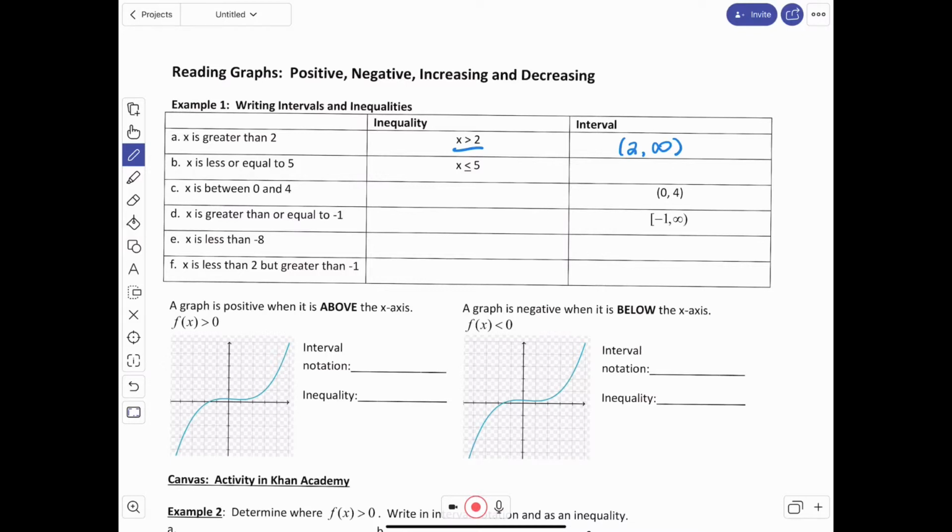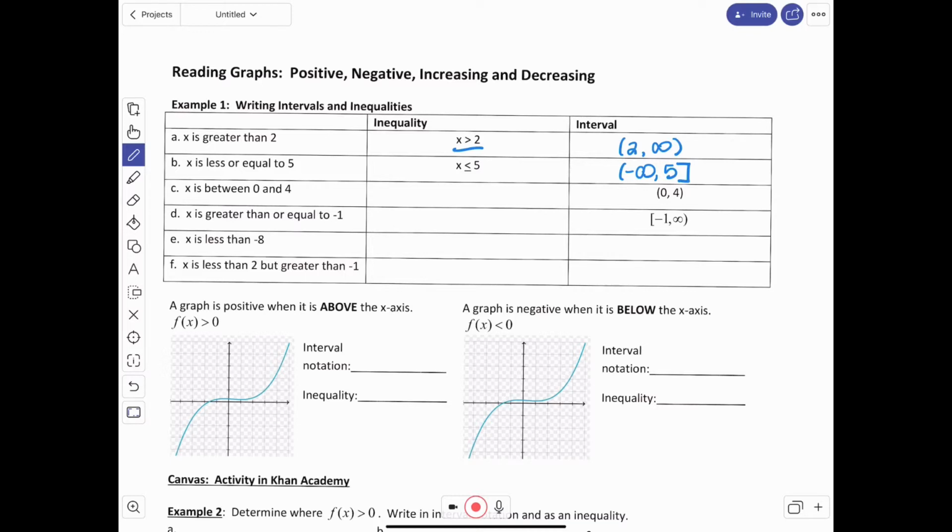So for B, x is less than or equal to 5. Okay, so you want to think, if it's less than or equal to 5, is negative infinity less than or equal to 5, or is positive infinity less than or equal to 5? So negative infinity is less than or equal to 5. Negative infinity is the smallest number you can get. Negative infinity will always come first. You will always put negative infinity first before anything. So you will put negative infinity, then you will put 5 with a bracket. And you can mix up, like in this one, you can put parentheses and brackets within the same problem.